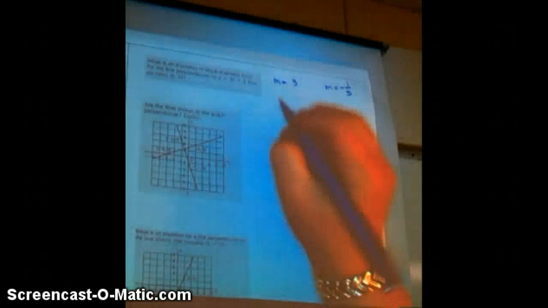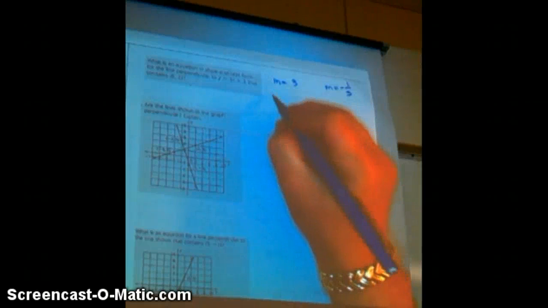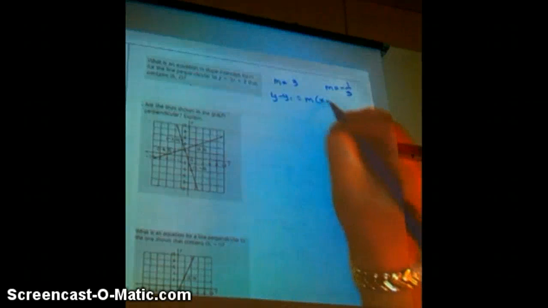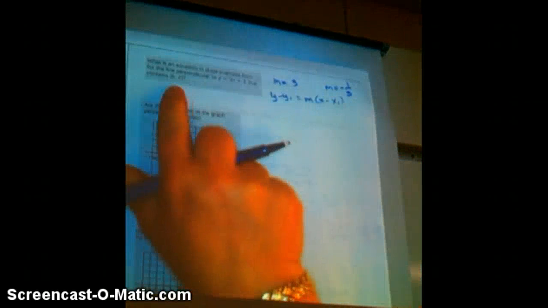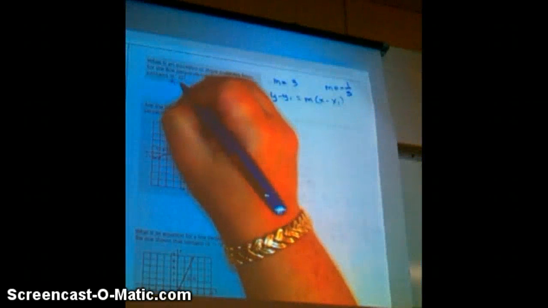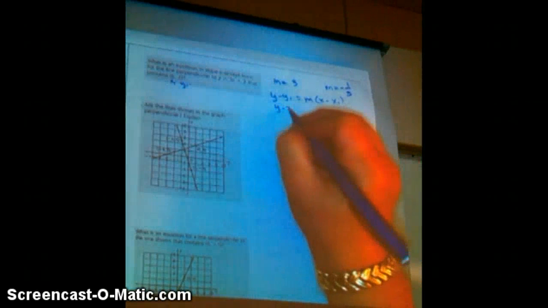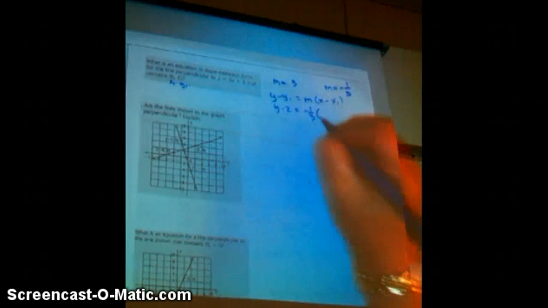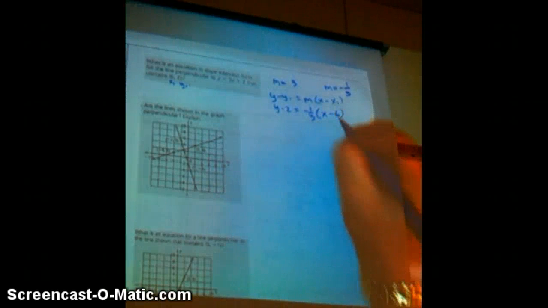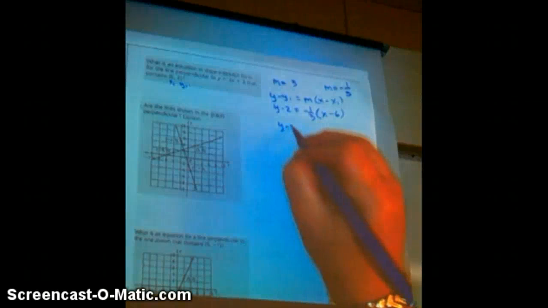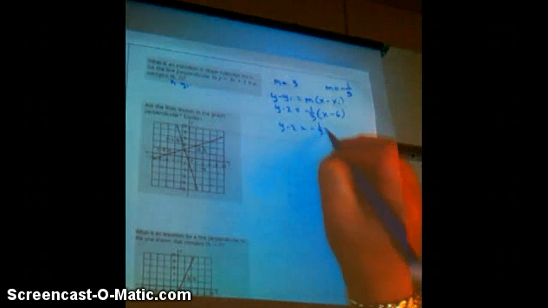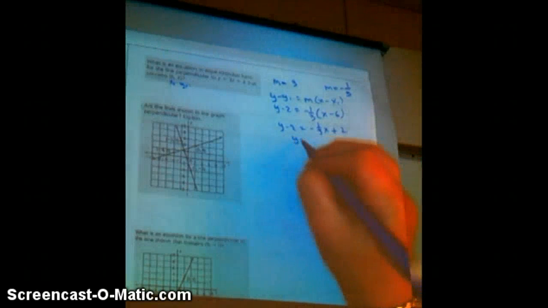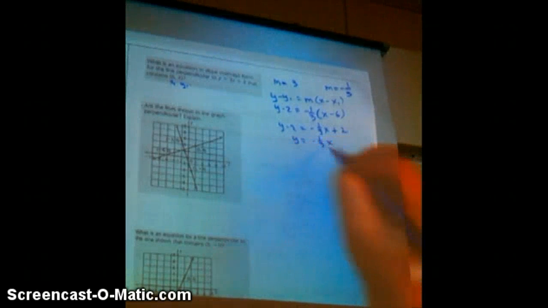Now all I need to do is use that point-slope formula again: y minus y1 equals m times x minus x1. If you look at your points, you have your x1 and your y1. So we have y minus 2 is equal to the new slope, negative 1/3, times x minus 6. Simplifying, we get y minus 2 equals negative 1/3 x plus 2, and we get y equals negative 1/3 x plus 4.